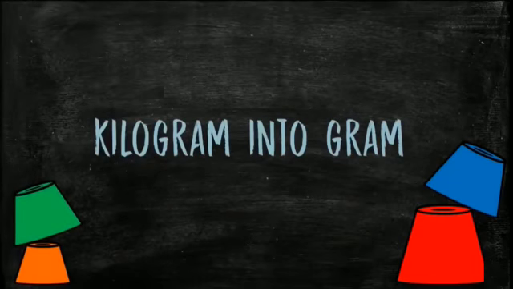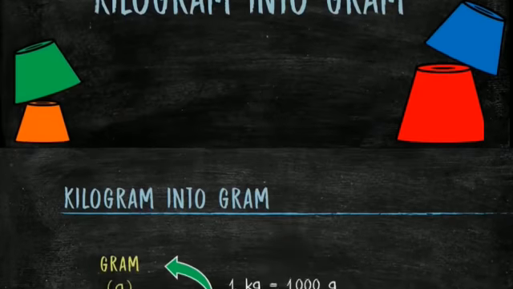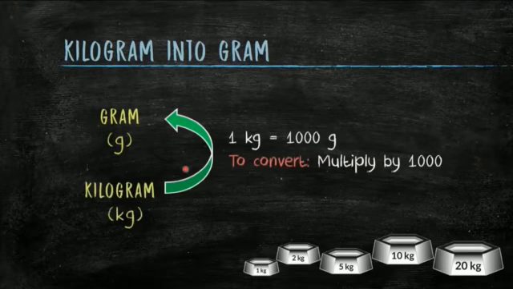Now let's see how to convert kilogram into gram. When we convert kilogram into gram, we use the formula 1 kilogram is equal to 1000 gram. When we convert kilogram to gram, we multiply the number by 1000.